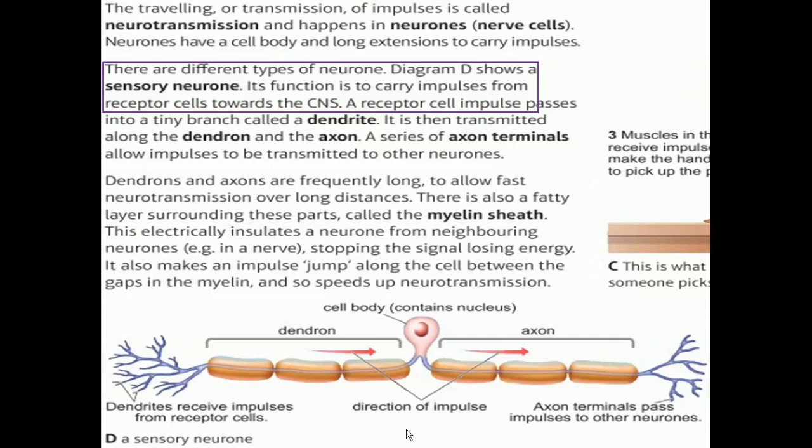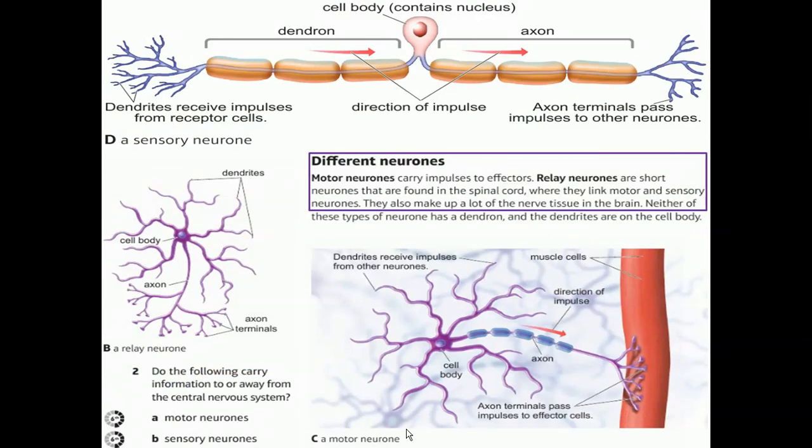There are three different types of nerve cells or neurons that you need to know. So a sensory neuron is one of them, and the sensory neuron's function is to transmit impulses from these receptor cells in the sense organ to the CNS, which could be either the brain or the spinal cord. You've also got two other neurons that you need to know. You've got the motor neuron, which transmits impulses to effectors, and the relay neurons that transmit impulses from the sensory neuron to the motor neuron, in other words, from one part of the CNS to another.